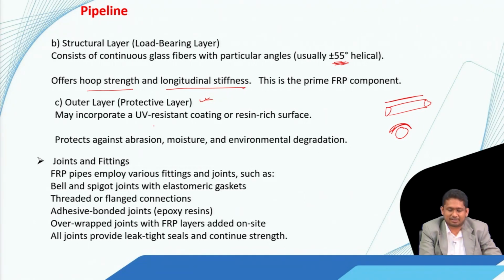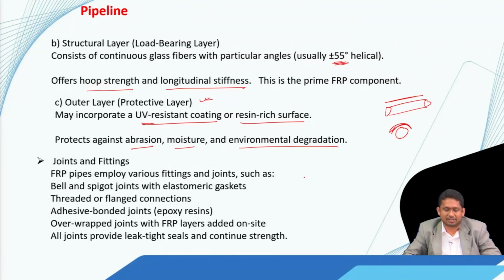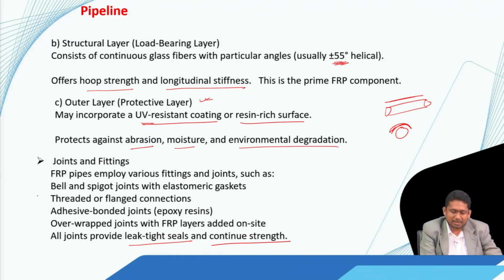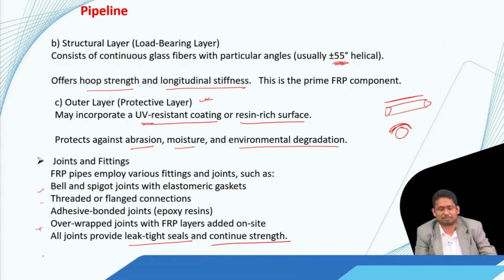That can have a UV resistant coating and resin rich surface. It has to protect the entire pipe from abrasion, moisture and environmental degradation. Joints or fittings are very important in these cases because they have to provide a leak tight seal. Also, the strength continuity has to be maintained. So it employs various fittings and joints such as bell and spigot joints, threaded or flanged connections, adhesive bonded joints, overwrapped joints, and so on.